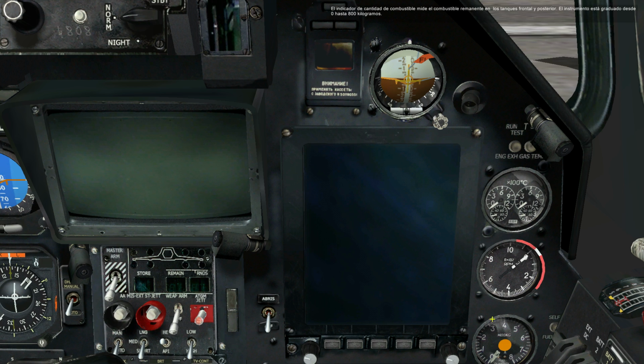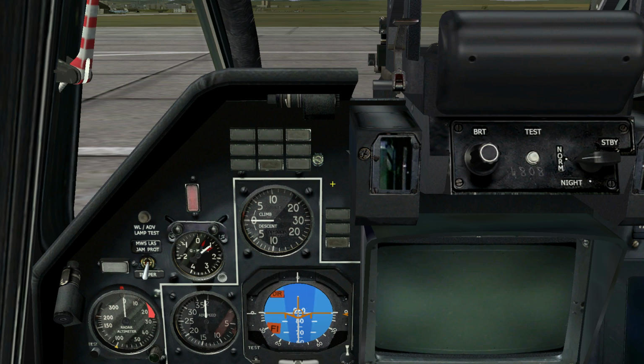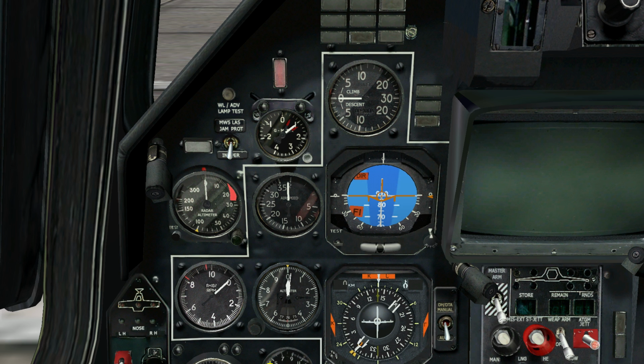The fuel quantity indicator measures the remaining fuel in the front and rear tanks. The display is demarcated from 0 to 800 kilograms. The caution light panels are used to display advisory and caution lights to the pilot. The landing gear control panel is used to raise and lower the landing gear, as well as display the position of the landing gear.